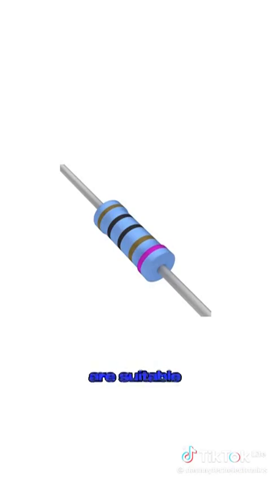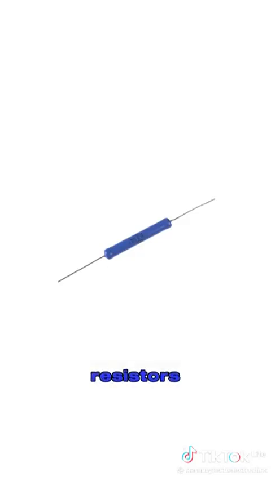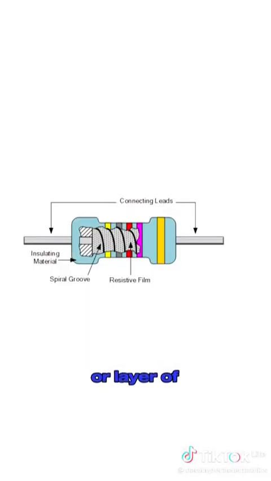Thin film resistors are suitable for use in high stability, high precision, low noise applications such as medical devices, audio equipment, and testing and measurement instruments. 4. Thick film resistors. Thick film resistors are manufactured in the same way as thin film resistors, with the exception that there is a thick film around the resistive material rather than a thin film or layer of resistive material. That is why they are referred to as thick film resistors.